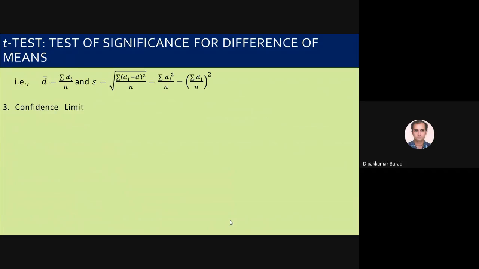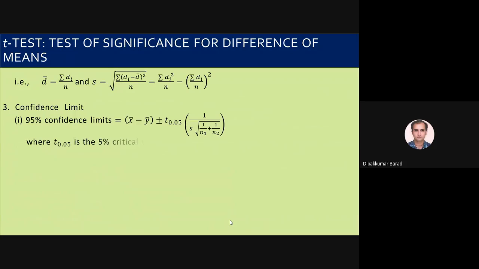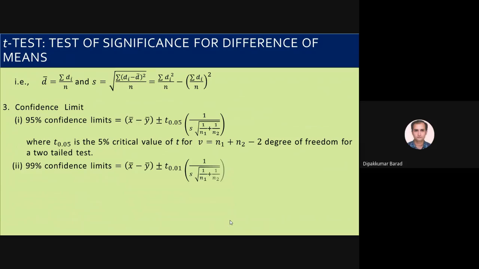Confidence limits at 95% are x bar minus y bar plus or minus t at 0.05 into s into the square root of 1 upon n1 plus 1 upon n2. And for 99%, instead of t at 0.05, you have t at 0.01, for the same degrees of freedom.